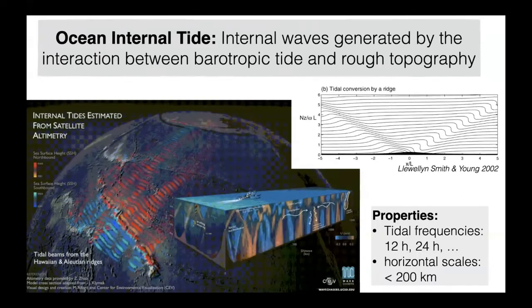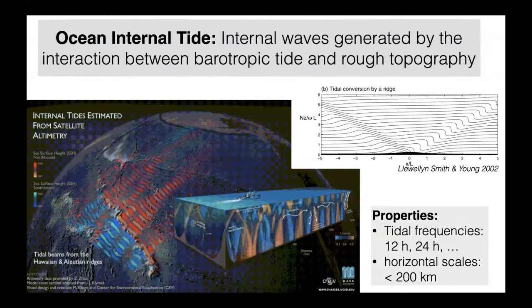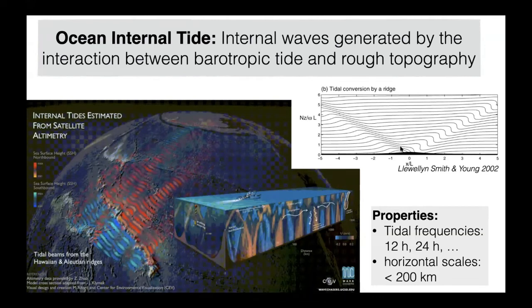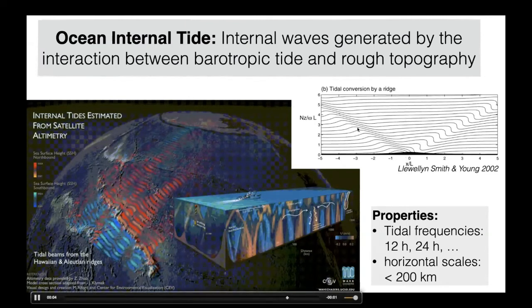Just as a brief reminder, what are ocean internal tides? These are ocean internal waves that are specifically generated by the interaction between the large-scale astronomical or barotropic tide and the topography. This is a schematic of what it looks like. Basically, you have a large-scale flow going back and forth over a small topography, and you can see these internal wave beams being generated.